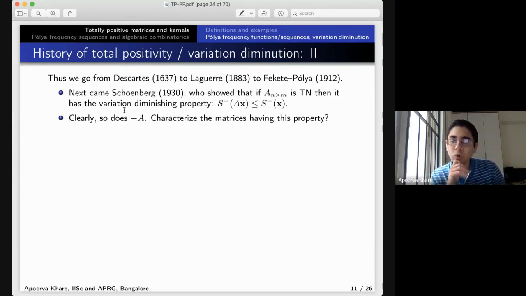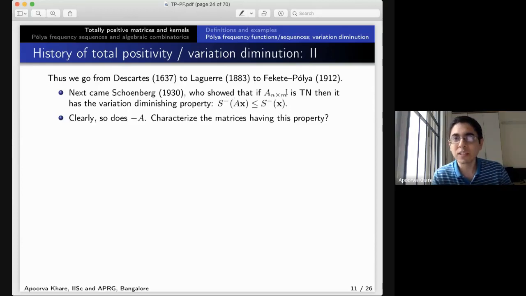Now, from here, you can go in two different directions. The first way is to ask: the variation diminishing property holds for totally non-negative matrices, but then it clearly holds for minus A. And for minus A, the 1 by 1 minors are negative, maybe even the 3 by 3 minors, the 5 by 5 minors, all of those are negative or non-positive. So can one characterize all the matrices having the variation diminishing property? So that is one way to go.